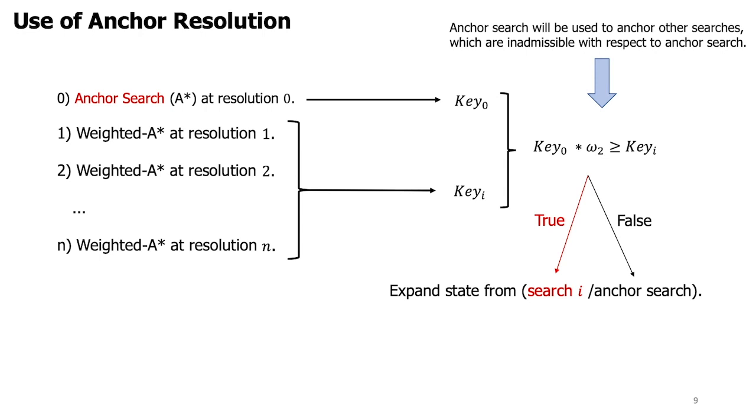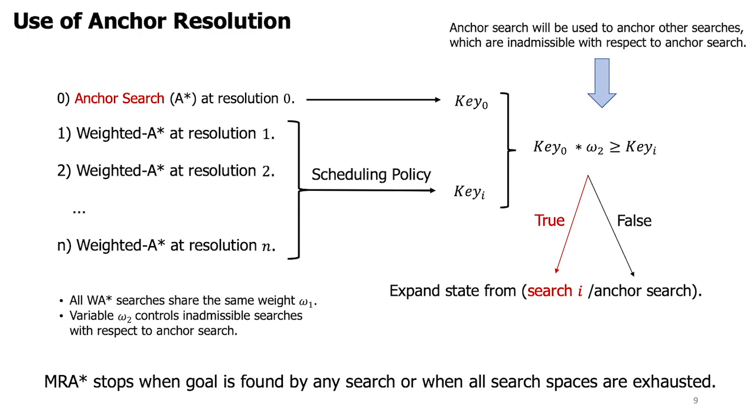Furthermore, we have a scheduling policy to decide from which search to expand states. The scheduling policy can be round-robin style or dynamic Thompson sampling, etc. In the end, MR-star stops when the goal is found by any search or when all search spaces are exhausted.